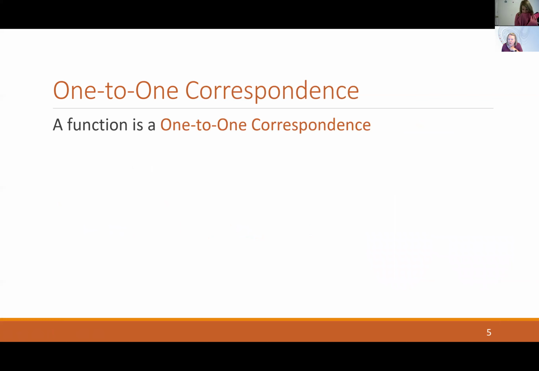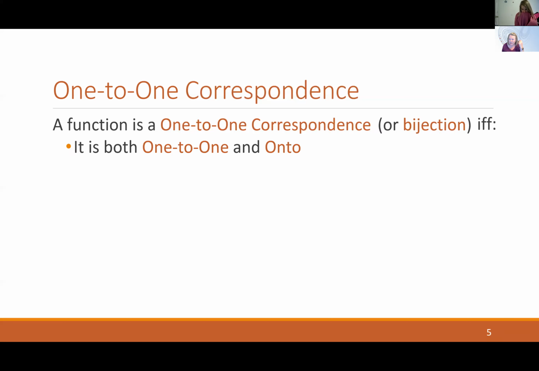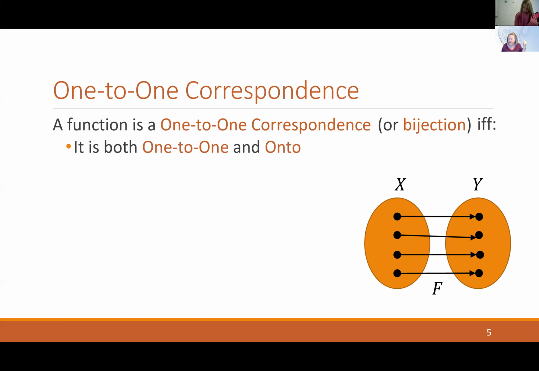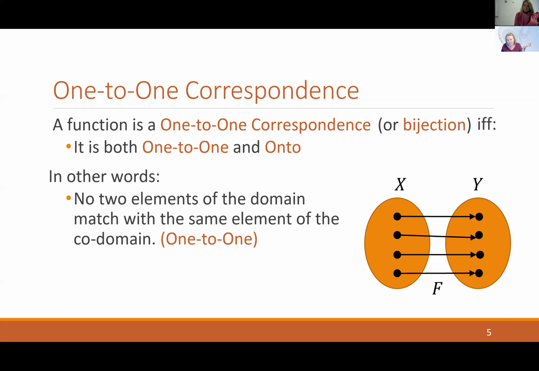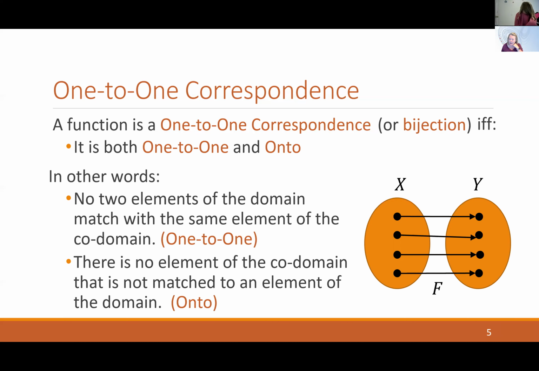And then our one-to-one correspondence, or bijection. Not every function is a bijection, but to have a one-to-one correspondence, we saw that a function has to be both one-to-one and onto. So here is an example of what that looks like. No two elements of the domain match with the same element of the codomain, and there is no element of the codomain that is not matched with an element of the domain. So the function is both one-to-one and onto.